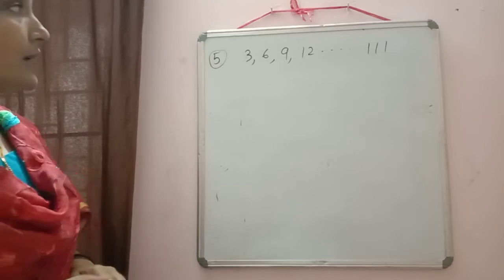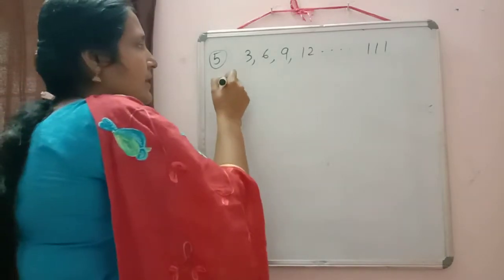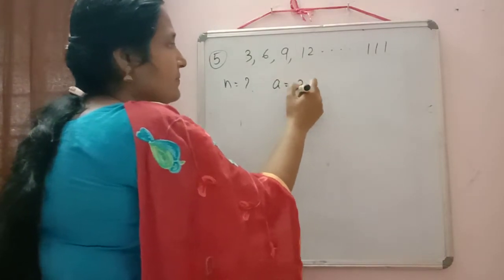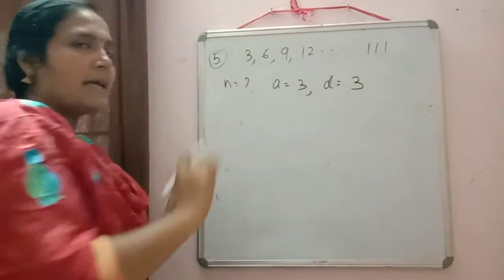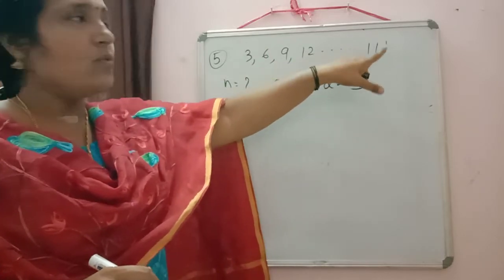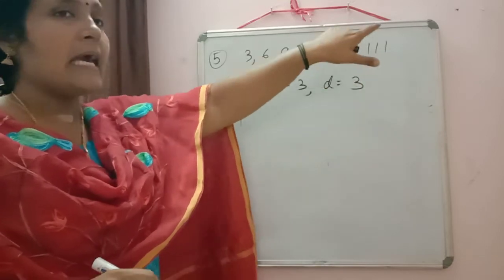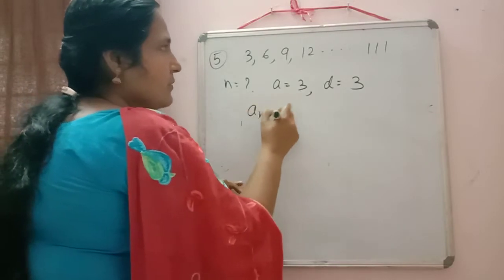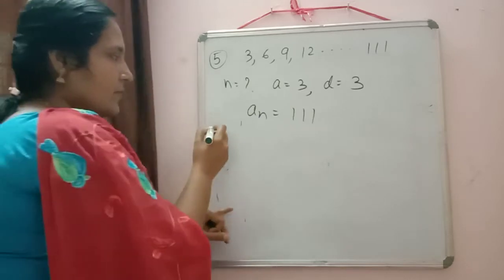Again, what do we have to calculate? How many terms? Means we have to find out the value of N. In place of A, what do we have? 3. And what is the common difference? Common difference also is 6 minus 3, which is 3. How many numbers are there whose last number is 111? Last number means whose nth number is 111. We have an is equal to 111. We have to calculate the total how many numbers there are.